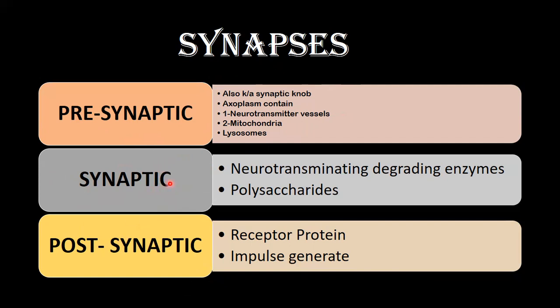The synaptic cleft contains neurotransmitter-degrading enzyme. Normally this enzyme is acetylcholinesterase, which degrades acetylcholine into a choline part and another acetate part. We already discussed this, and we also have polysaccharides. Coming to the postsynaptic part, it has the receptor proteins and the impulse generating part. Its function is to generate the impulse.